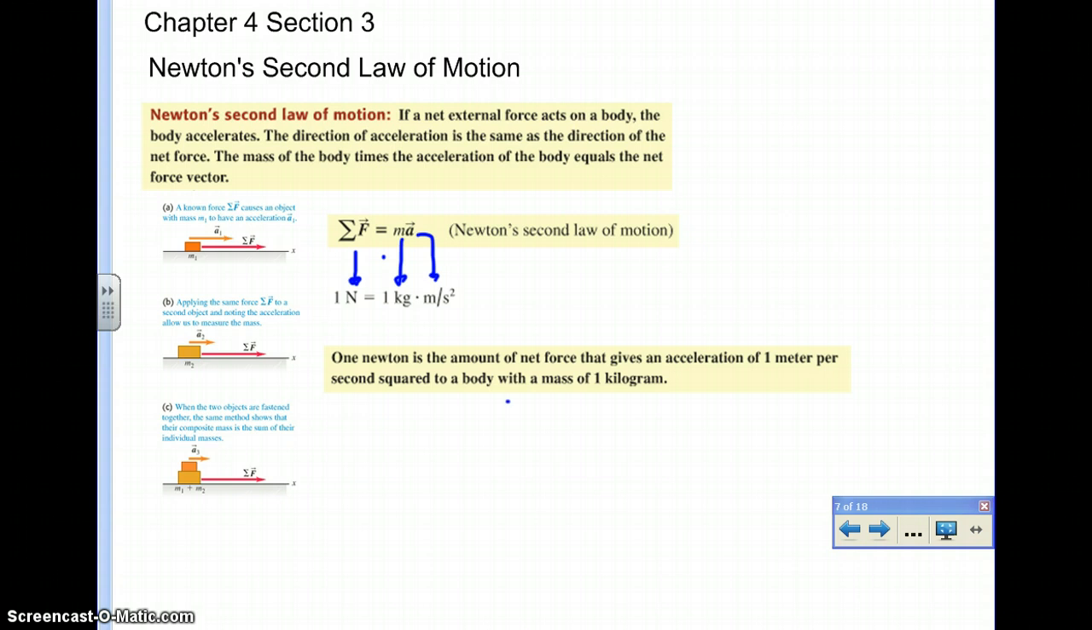So if you took a kilogram mass and you start pushing on it or pulling on it in one direction with a constant force so that it got faster by 1 meter per second every second that you pushed or pulled on it, then you're applying a Newton of force, which isn't very much force at all.